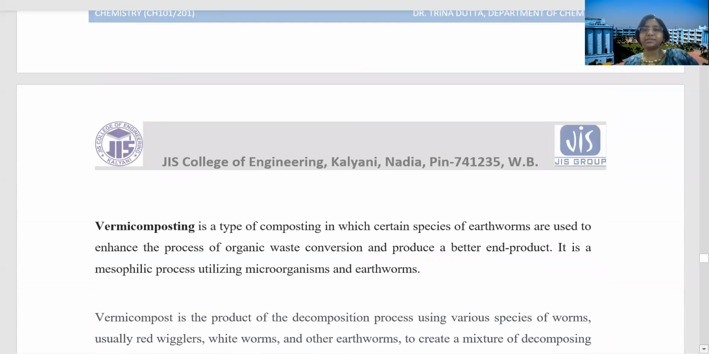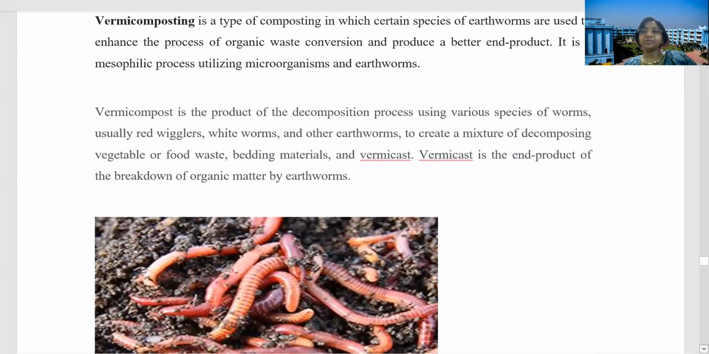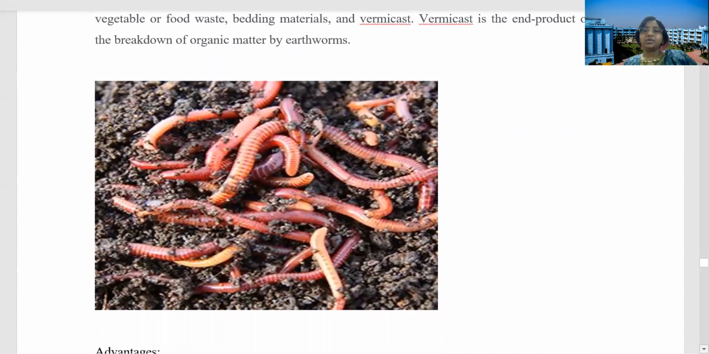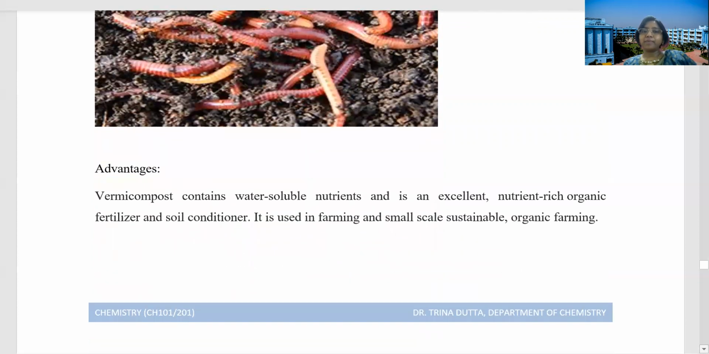Next is vermicomposting. Vermicomposting is a type of composting in which certain species of earthworm are used to enhance the process of organic waste conversion and produce a better end product. It is a mesophilic process utilizing microorganisms and earthworms. If you see the picture, you will be more clear that we can add earthworms to enhance the composting process, that is called vermicomposting. That is very helpful. It has lots of advantages.